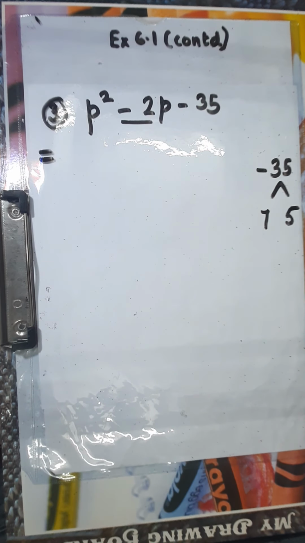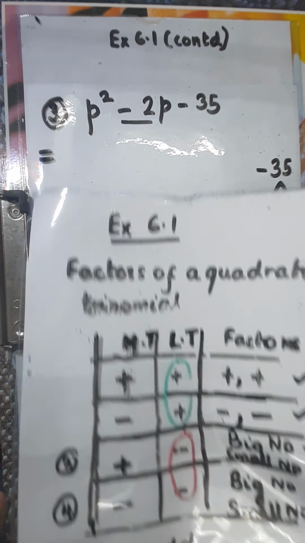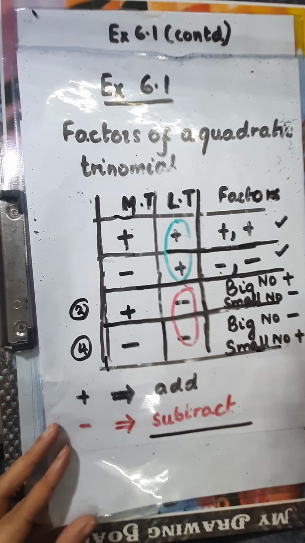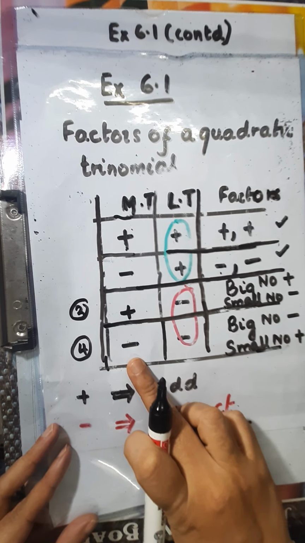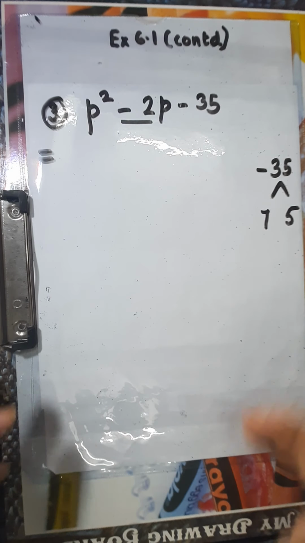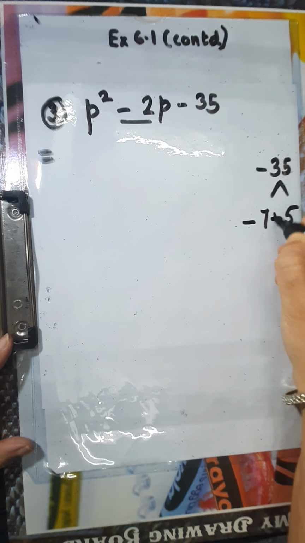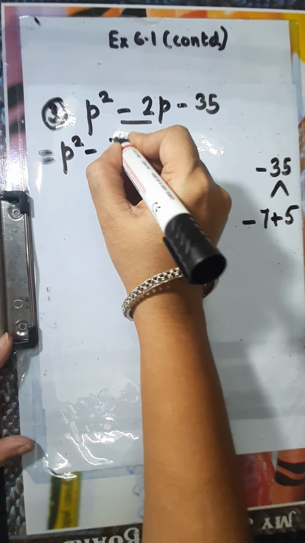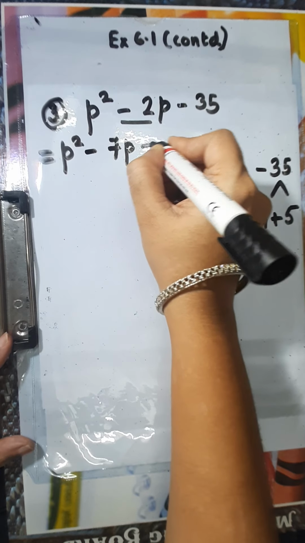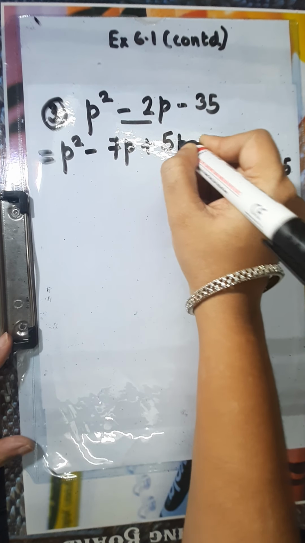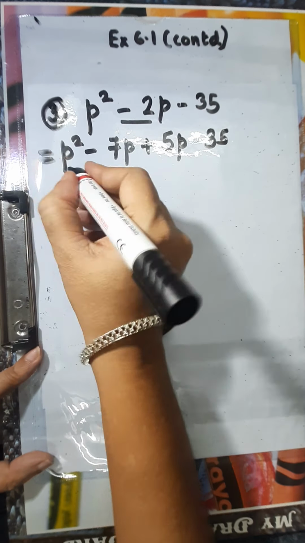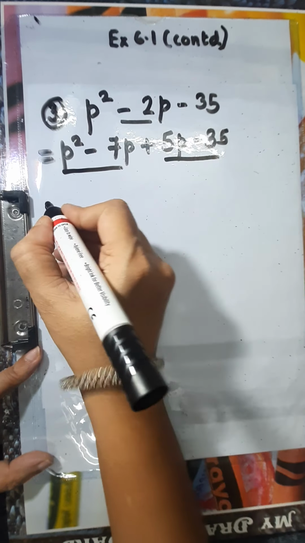Now, tell me about the signs. The big number has the middle sign, the minus sign, and the small number has the opposite sign. So, the big number will get the minus sign and the small number will get the plus sign. So, p square minus 7p plus 5p minus 35, correct? Now, I can take these two together, remove common.